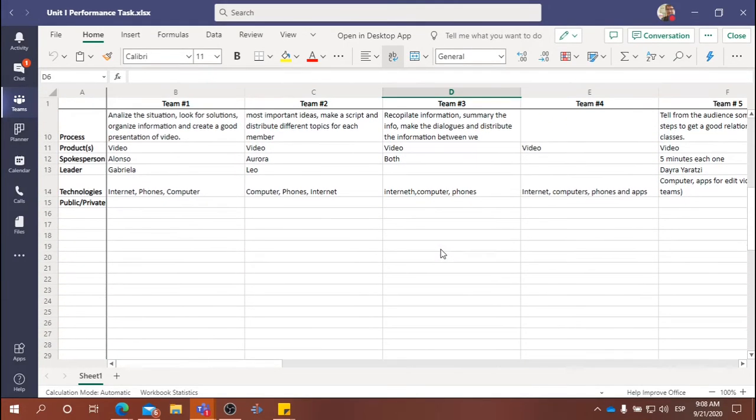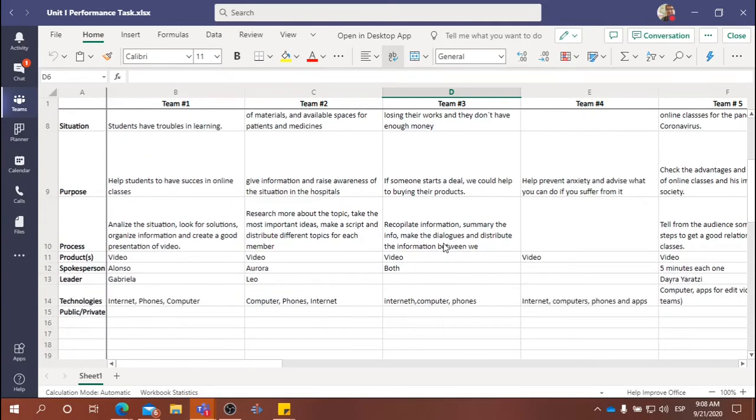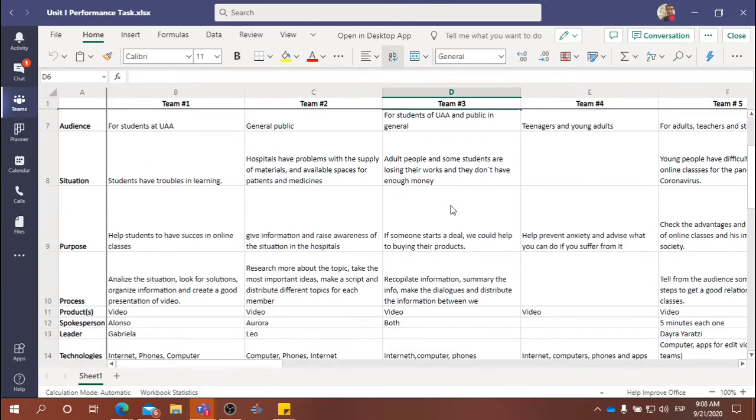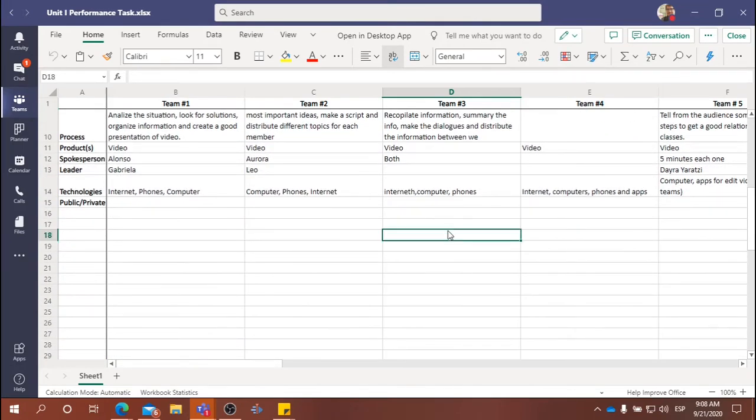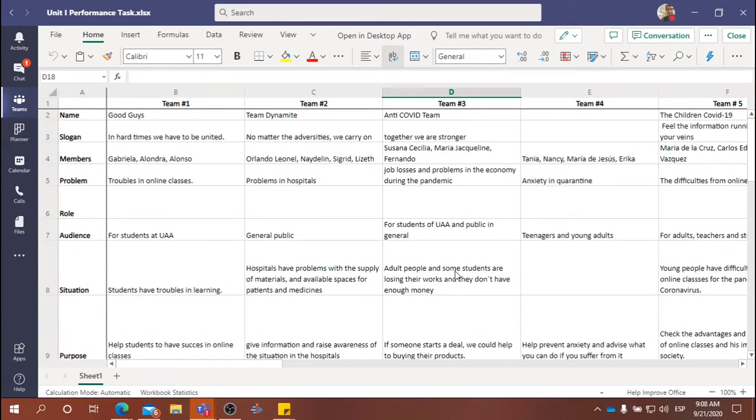Anything else, guys, that we need to talk about? Or do you have any questions about your task? Yes, teacher. We want to ask you if you know about a program where we can record our video, like the videos that you upload to Flipgrid, where you are talking at the same time that you are sharing the screen.